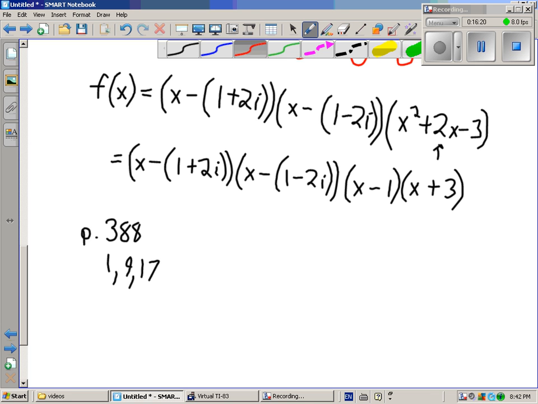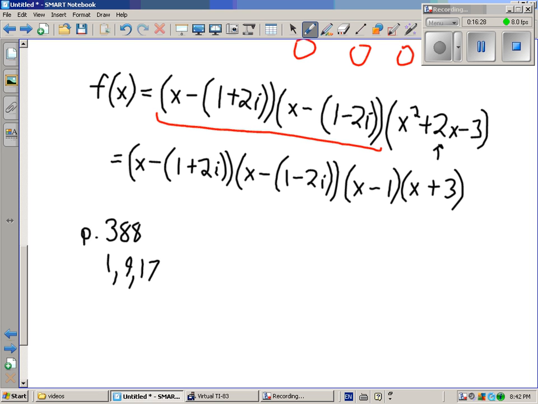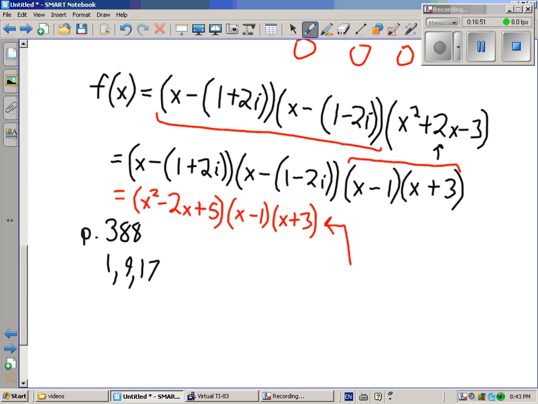Now, just as a side note, we already know that if we multiply these two guys, what we're going to get is x squared minus 2x plus 5, and then we can leave these guys factored since they are not complex zeros, x minus 1, x plus 3. So we can write it out like this if we are limited to not having imaginary numbers, and the technical term for this is keeping it real.